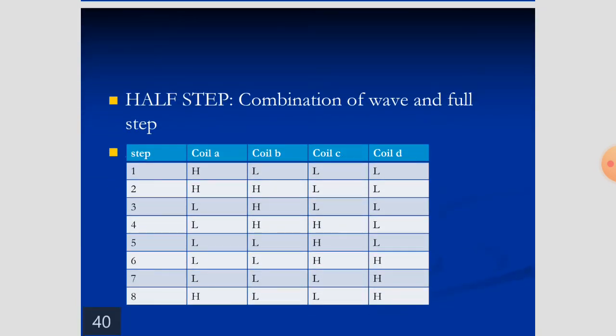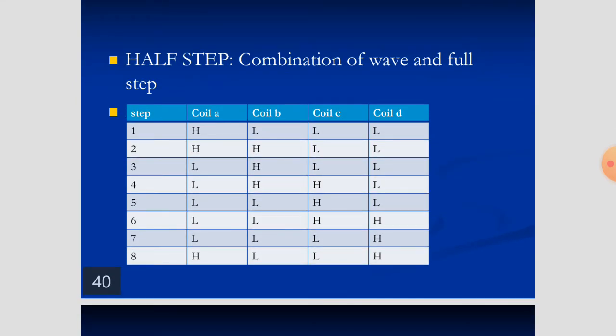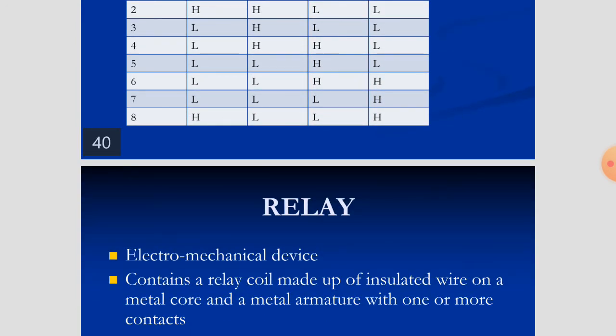Next, half step, a combination of wave and full step. As I told you, half step is a combination of both wave and full, so that's why you get 8 combinations. Depending on the combinations, the alternate coils get the energy, sometimes both coils and sometimes one coil or one phase gets the energy. According to that, they get the half step.